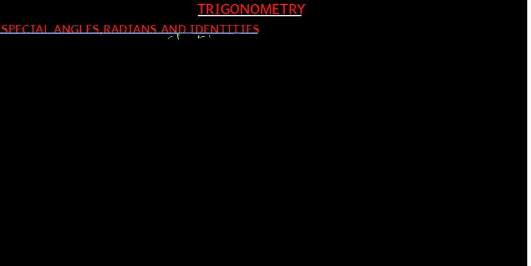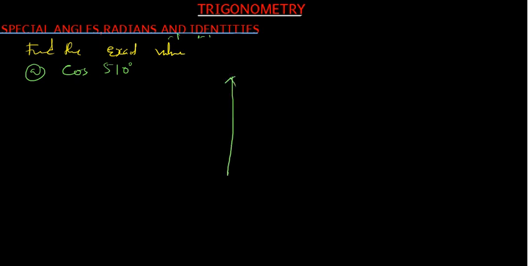Okay, let's try a problem on this. So we've been given that, find the exact value. The first one we've been given here is, let's work with this, cos 510 degrees. How are we able to find the exact value for this one? So what we are going to do is we are going to come on the quadrants. We are going to see where 510 is going to fall.